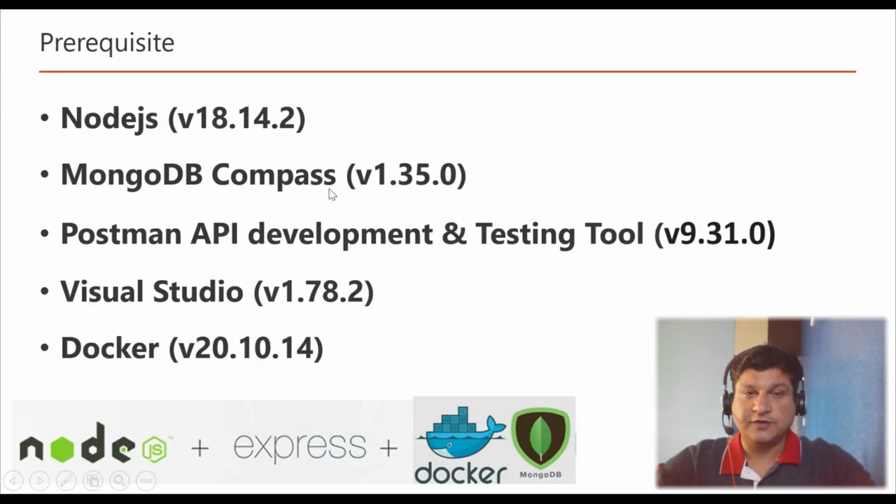Okay, friends. So let me show you the prerequisites for this tutorial. You must have Node.js installed on your local machine. I'm using version 18, but you can use any latest version of Node.js. Then I'm using the MongoDB Compass tool to connect to the database and see the databases and collections available in MongoDB. I'm using version 1.35. I'm using the Postman API tool for testing our microservices, and I'm also using Docker version 20.10.14. You will need Docker to run MongoDB in a Docker container. Hence, you should have Docker running on your local machine. Right, friends?